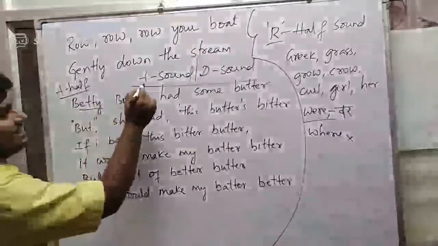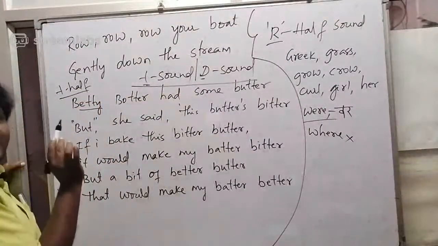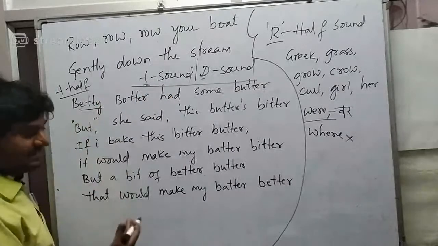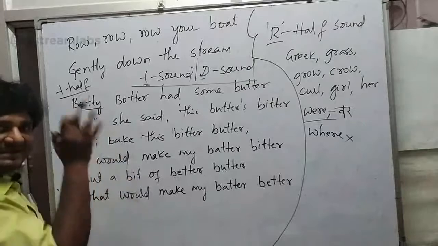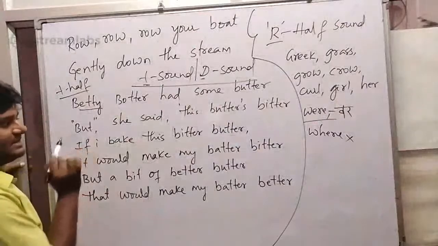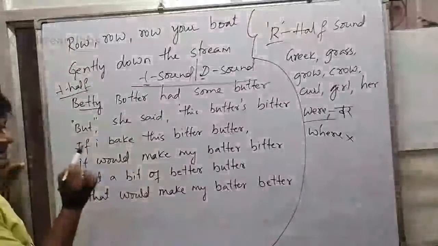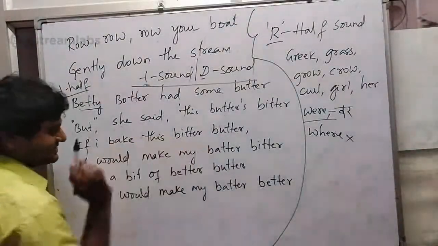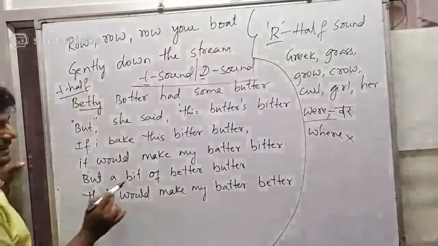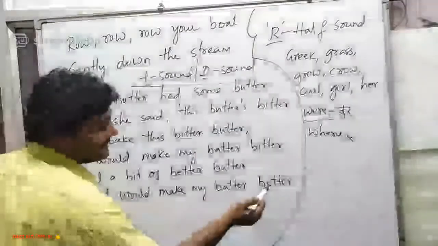Whenever you have a T sound or D sound, always keep it half. Repeat this yourself. Now I'm reading once again. Betty Butter had some butter, but she said this butter's bitter. If I bake this bitter butter, it would make my batter bitter. But a bit of better butter, that would make my batter better.